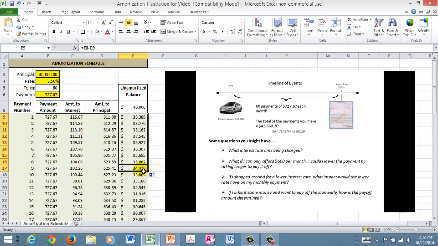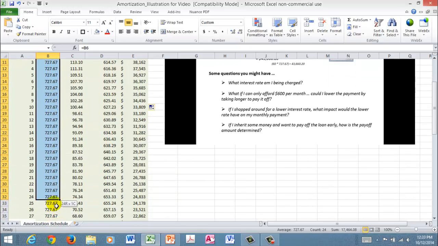I can bring it down, and you can see it's the same. The relative references, it's happening up here in the formula bar. I'm just taking that prior unamortized balance, and I'm taking away the amount that went toward principal. Now the other phenomenon to pay attention to in this is that even my payment is a level, even amount.